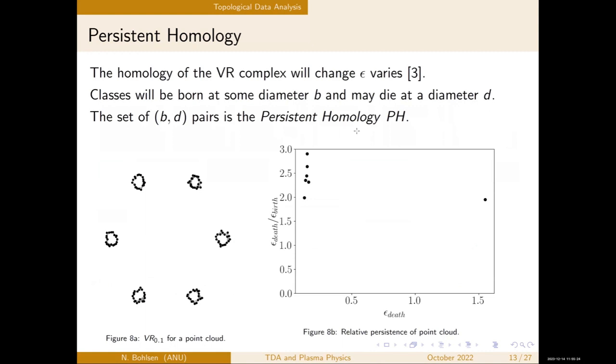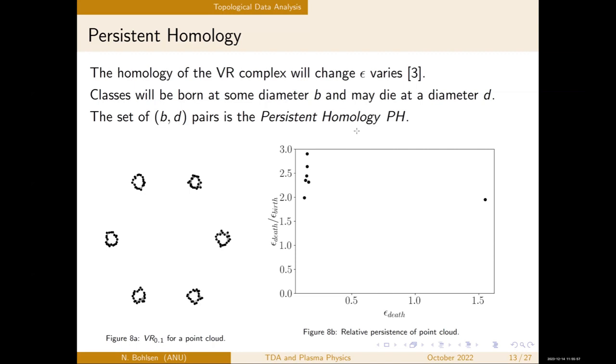Okay. So specifically, yes, the homology of the Vietoris-Rips complex will change as I vary epsilon. And so classes will either be born or die at some diameter epsilon. And the set of pairs is what I'm going to call the persistent homology. The thing I'm going to actually plot here today in what follows is a slightly unusual visualization in the literature. The standard visualization is a scatter plot of death and birth times, and you make your measure of statistical significance the total lifetime of each bar. I'm not going to do that.